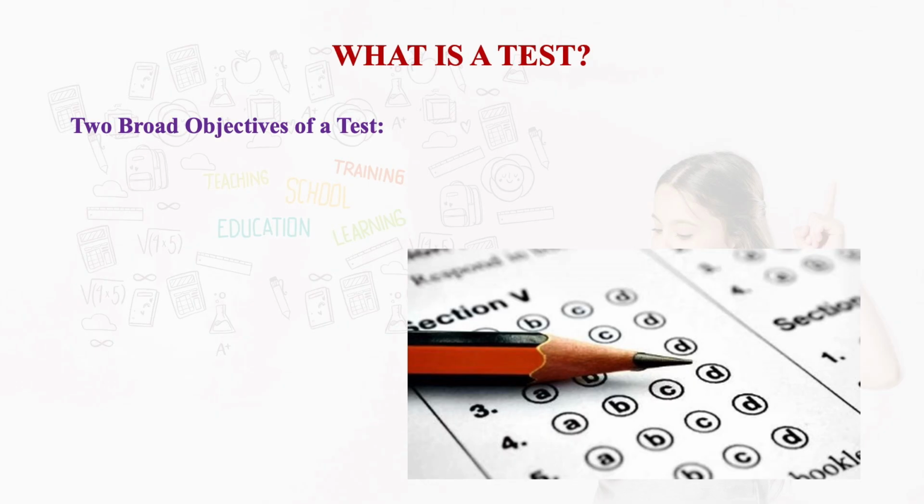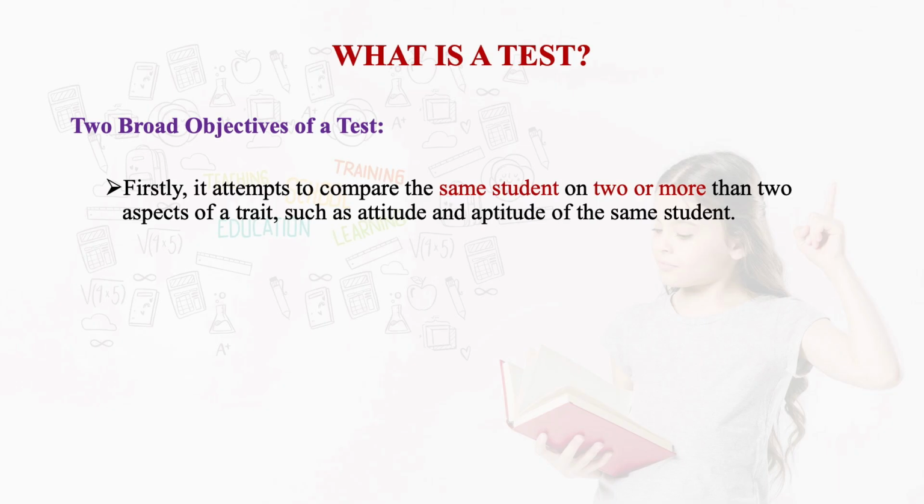Then further, to understand more about a test, we can say that two broad objectives of a test are there. Firstly, it attempts to compare the same student on two or more aspects of a trait, such as attitude and aptitude of the same student. So you can administer many tests upon the same students. Varieties of tools will be used upon one student.